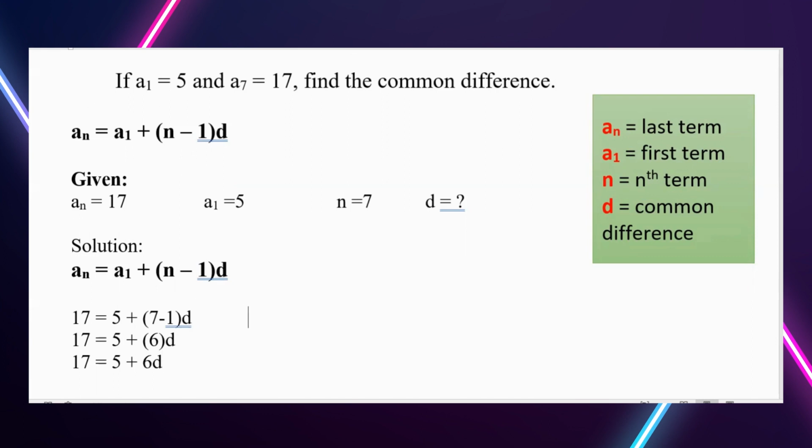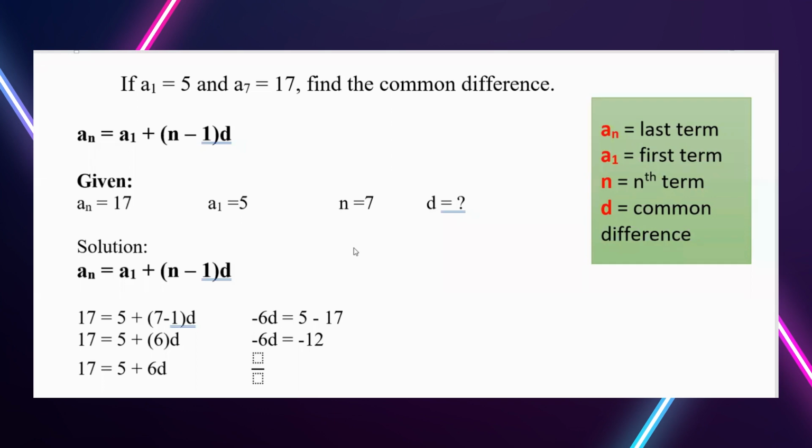Next, combine like terms. So negative 6d is equal to 5 minus 17. So how it became negative 6d? Because we transpose from the right side the positive 6d to the left side of the equal sign, kaya naging negative 6d. Next, let us simplify the given. Negative 6d is equal to 5 minus 17, which is negative 12.